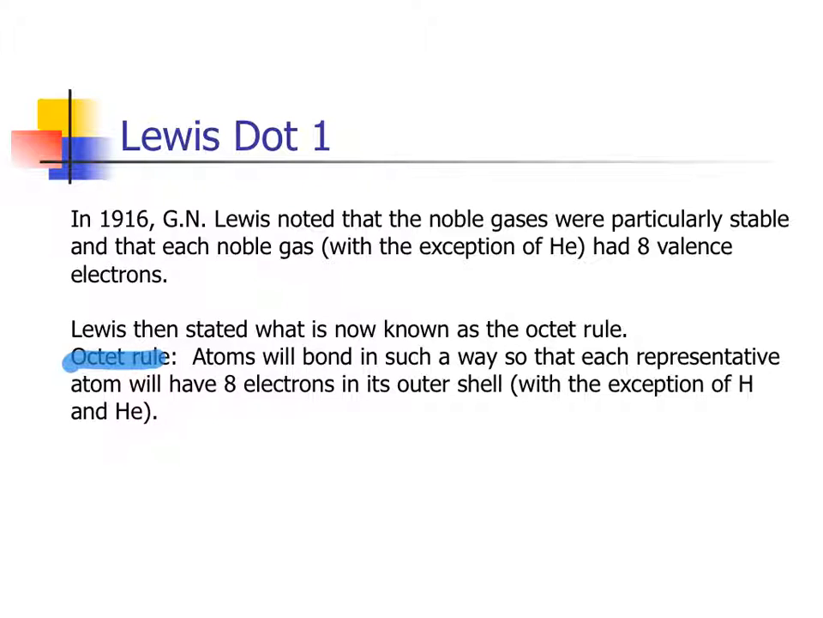One of those exceptions is helium gas. Helium gas will not have 8 valence electrons. The most it can have is 2, because in the 1s orbital, you can only have 2 electrons. Hydrogen also will be an exception to the octet rule, because even when it shares its electrons, the most it can have is 2 because, again, it has only the one s orbital.